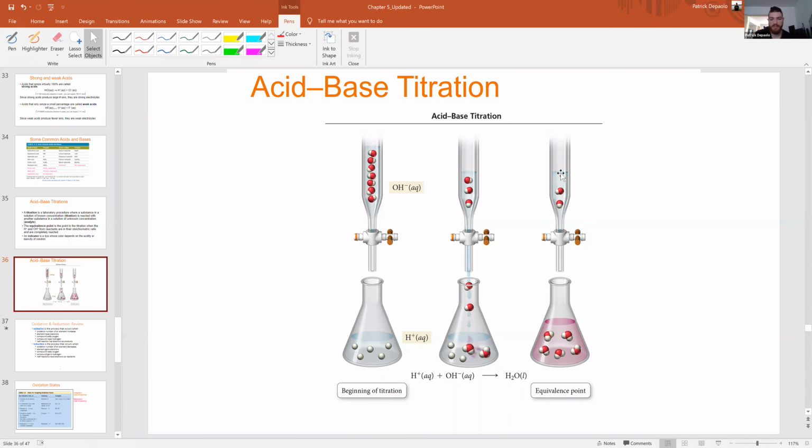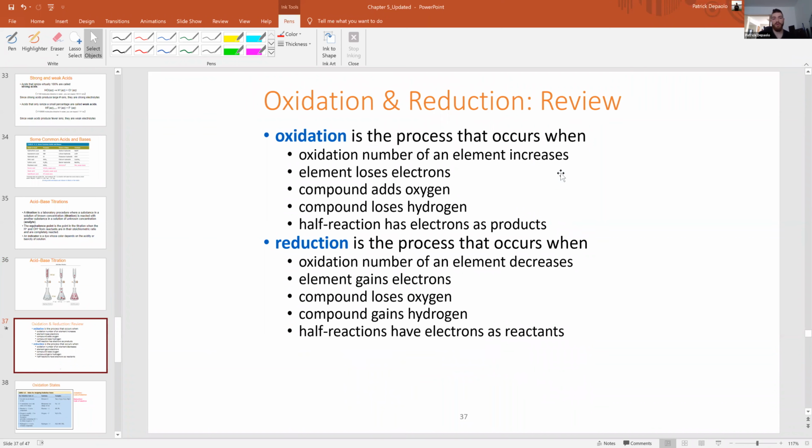No? All right. Redox. So oxidation reduction, a review. We talked last class about oxidation as the oxidation number increasing. Also, it can refer to compounds that gain oxygen or compounds that lose hydrogen. Basically, the other two are because the element loses electrons, which is the same thing as the oxidation number increasing. A half reaction has electrons as a product, the same thing as losing electrons.